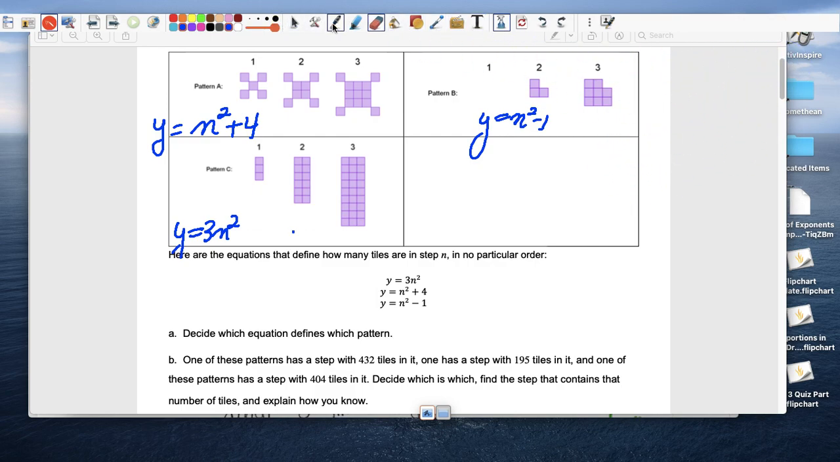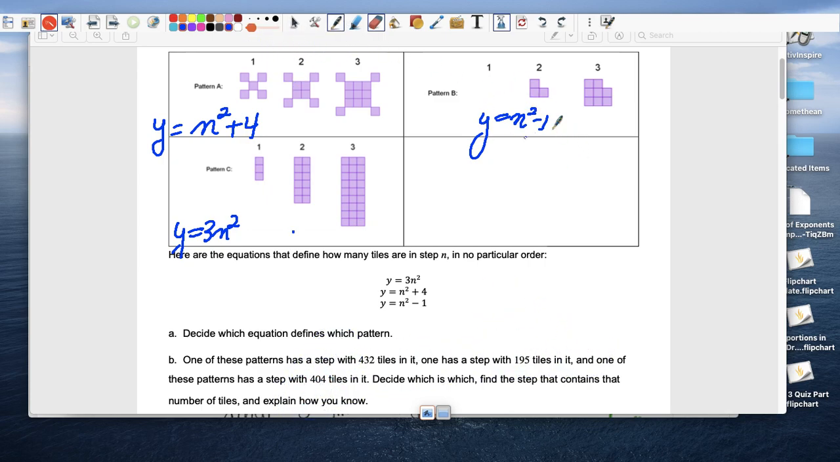So that's question 1. Question 2: one of these patterns has a step with 432 tiles in it. One has a step with 195 in it, and one of these patterns has a step with 404 tiles. So let's take number 1 here. If you continued with number 1, step 4, or 4th term, 5th term, 6th term, and you go on and on, eventually you would hit one that has 432 or 195 or 404. You just got to figure out which one it is.